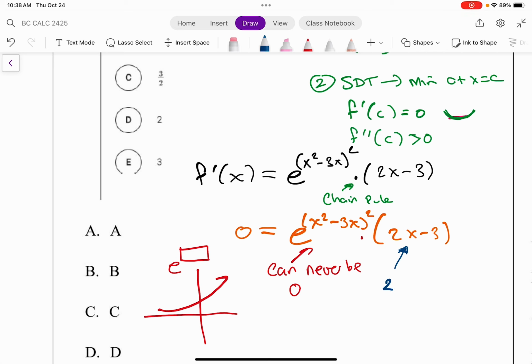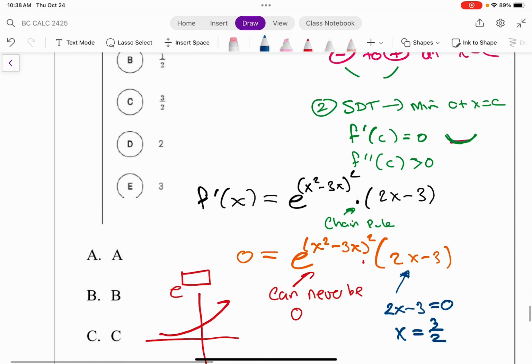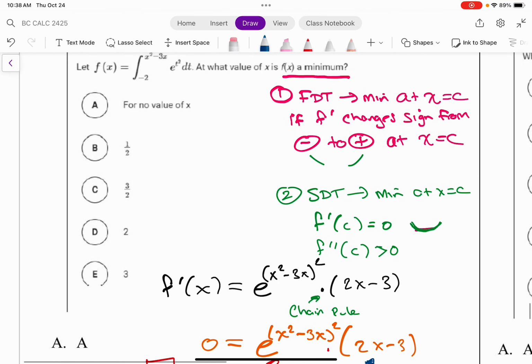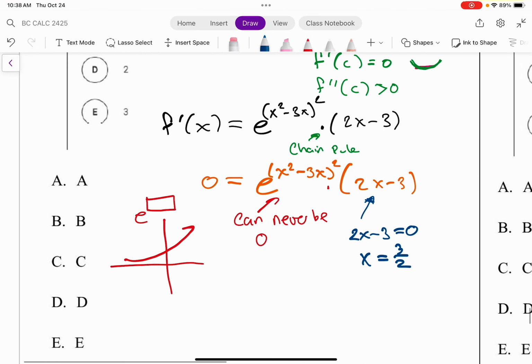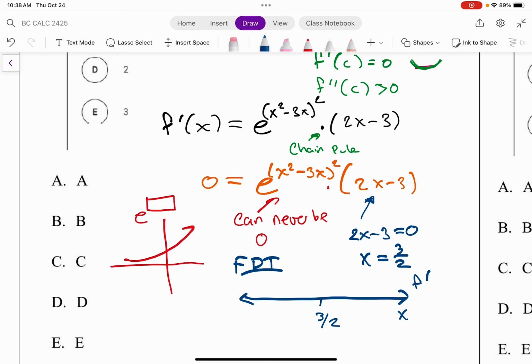So that must mean that a critical point happens when 2x minus 3 equals 0, or x is equal to 3/2. I think we should just go along with the first derivative test, because I don't think it's going to be hard to plug in numbers on either side. Okay, so for the first derivative test, I've got x, this is f prime. I've got my critical point of 3/2.